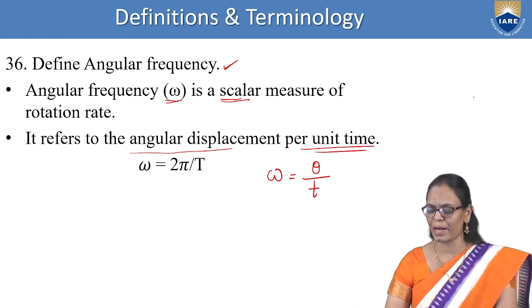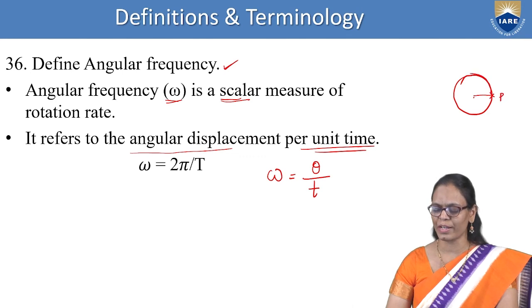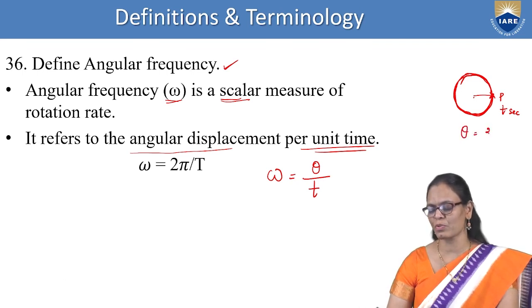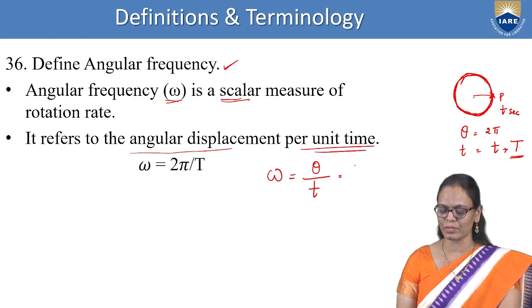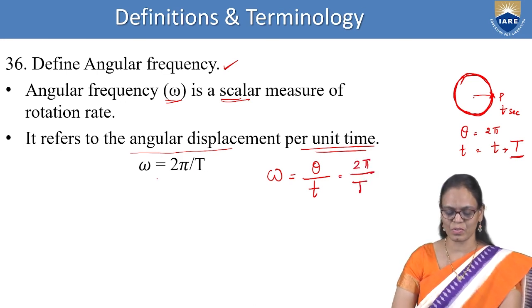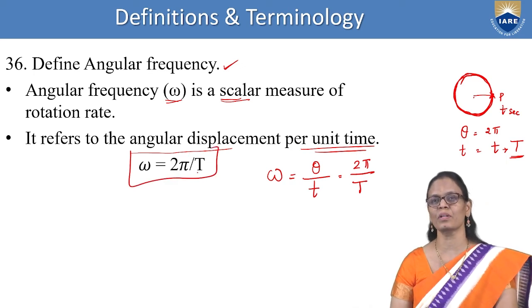Now, if I talk about a particle making one complete revolution, starting from here, moving like this, and coming back to the same position in time t seconds, what is the angle through which it is moving? One complete rotation, so the angle will be 2 pi. The time taken for one complete revolution is given by capital T, the time period. So we can write omega is equal to 2 pi upon capital T. So we are using this formula: omega is equal to 2 pi upon capital T.